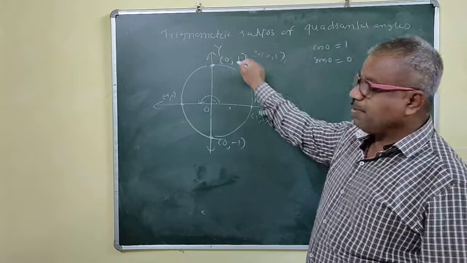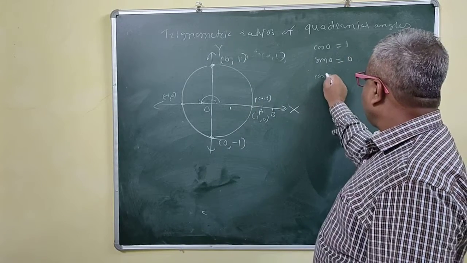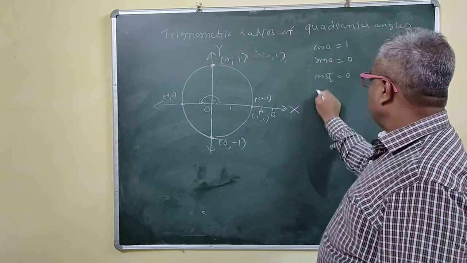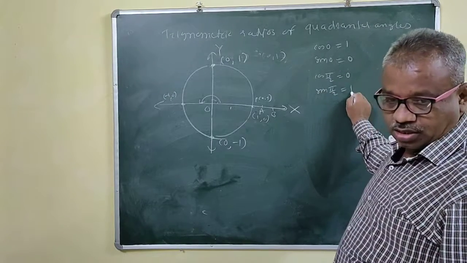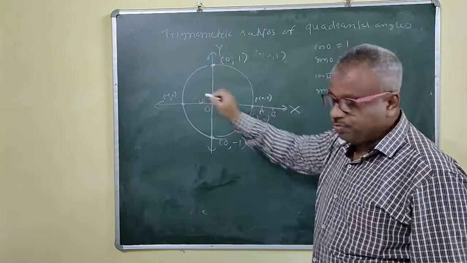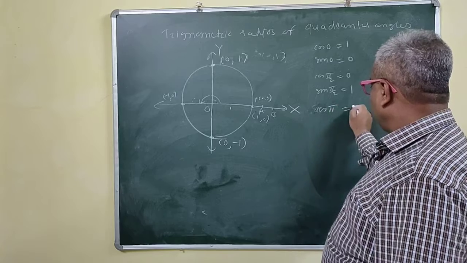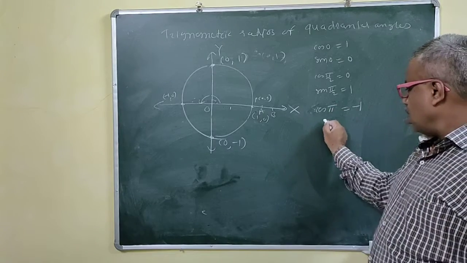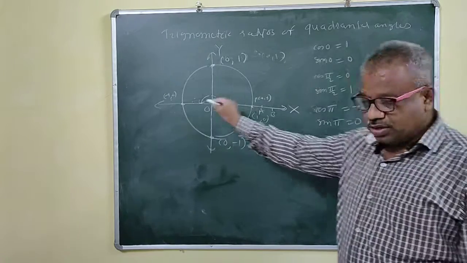Now you are here. Then after that, just add pi by 2 to 0. You will be here. Then cos pi by 2 is 0, sin pi by 2 is 1. Then again add pi by 2. You will be here. Then cos pi is minus 1. And what is sin pi? Sin pi is 0.